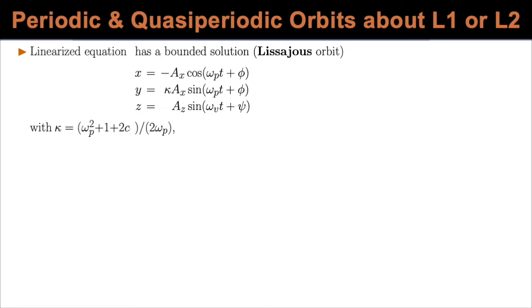So if we only look at the components that have oscillations, then the solutions near L1 and L2 all look like this. So this is giving x, y, and z explicitly as a function of time. And it's quasi-periodic motion because we have two frequencies. We've got omega_p, the planar, and then omega_v.